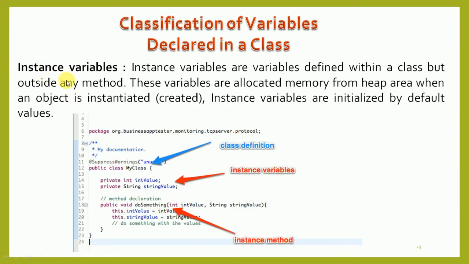After that, instance variables. Instance variables are variables defined within a class but outside any method. These variables are allocated memory from the heap area when an object is created. So when you create objects, you create the instance variables. This is the class definition: public class MyClass, and in that we define the instance variable, that is the initial value.